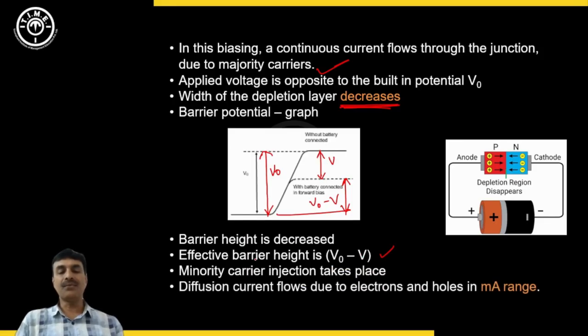And especially in forward bias mode, diffusion current flows due to electrons as well as holes. That is the speciality of semiconductor devices, diodes. In conductors, conduction is only due to electrons, but in semiconductors like diodes and transistors, conduction happens because of both electrons as well as holes, and the current established in forward bias mode is in the order of milliampere range, whereas in reverse bias it will be very less. It will be in the order of microampere.